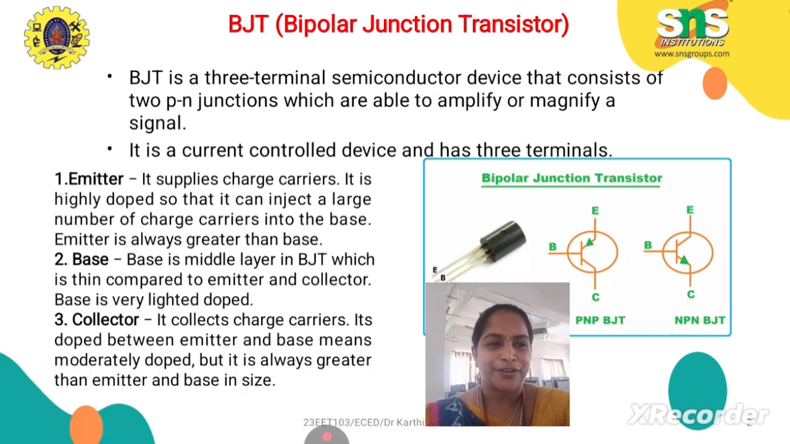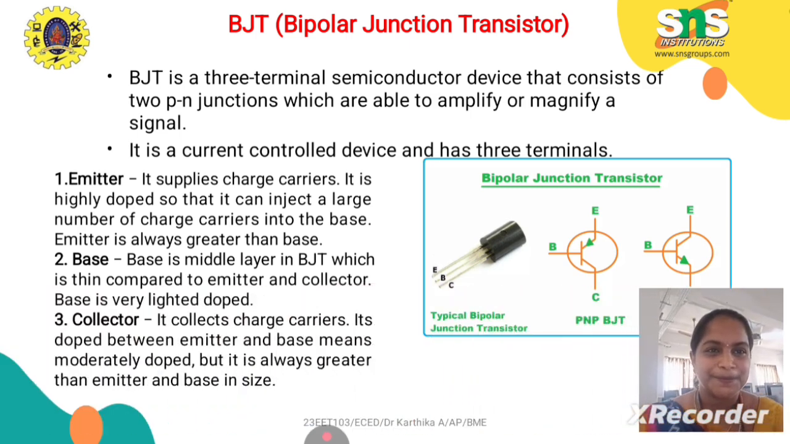Okay, first of all, what do you mean by BJT? BJT is a bipolar junction transistor. It has three terminals, and BJT is a three-terminal semiconductor device. It consists of two junctions, one is P, another one is N, which are capable of amplifying or magnifying a signal.